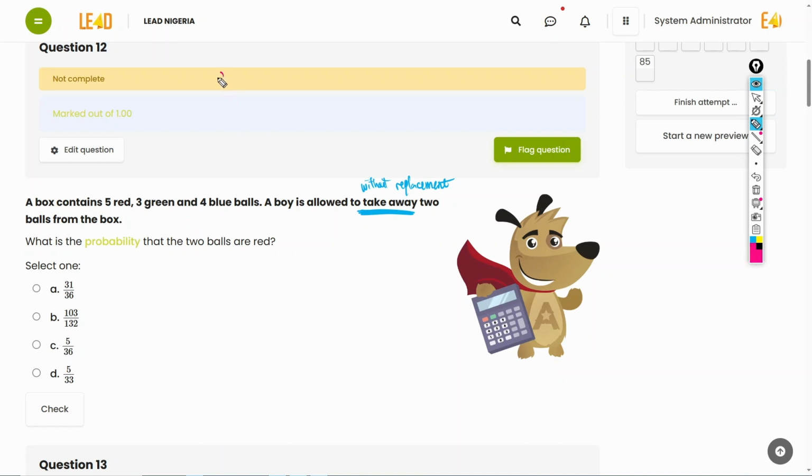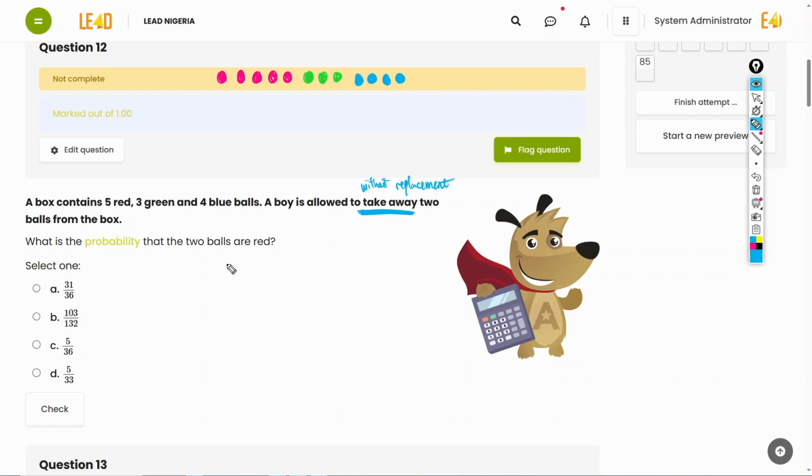We have 5 red: 1, 2, 3, 4, 5. We have 3 green: 1, 2, 3. And then we have 4 blue: 1, 2, 3, 4. Find the probability that 2 balls are red.